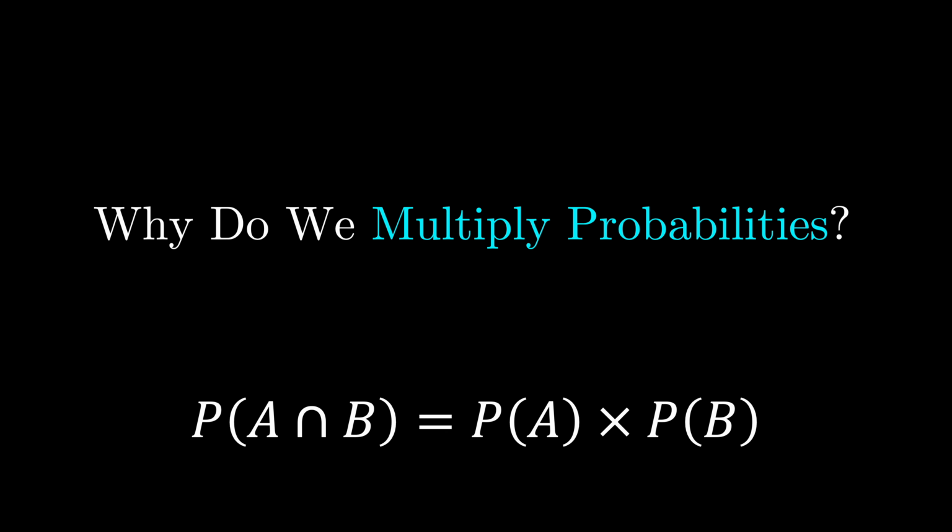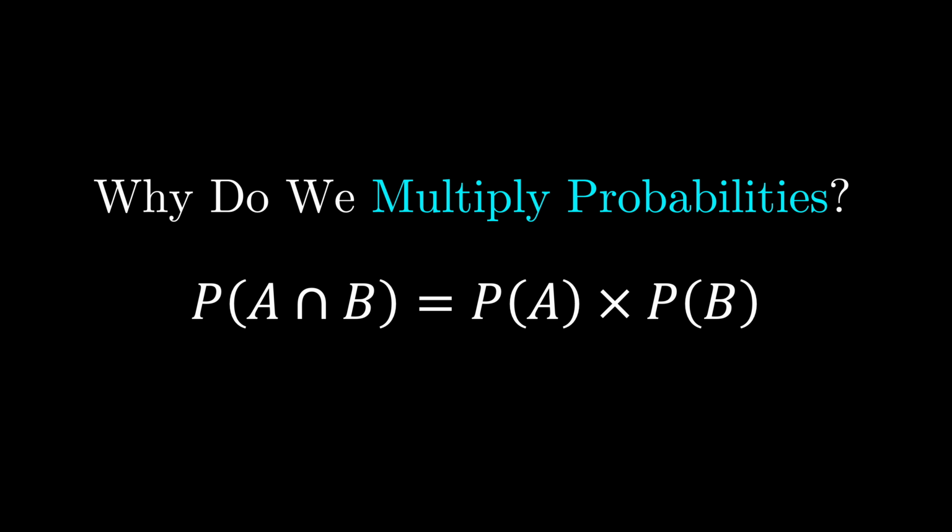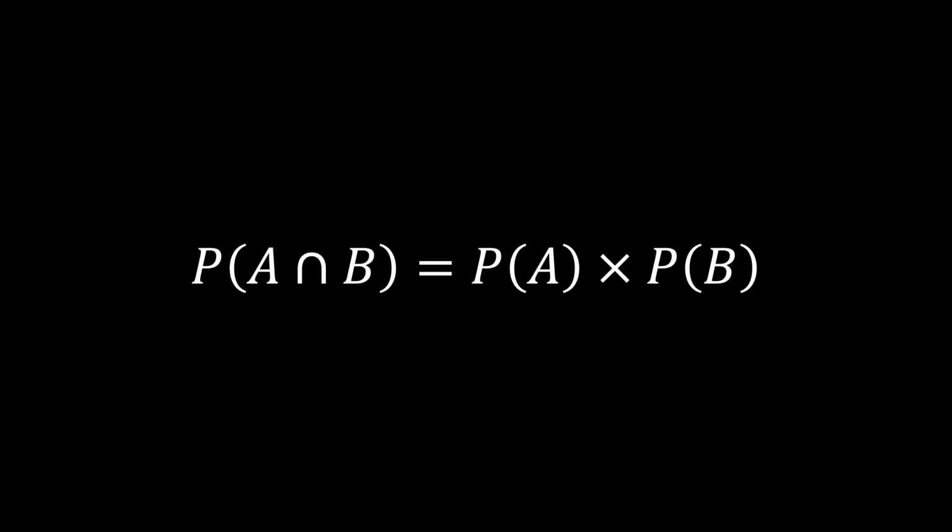Why do we multiply probabilities when we're trying to find the chance of two events happening one after another? It's tempting to just memorize the rule, but it's much clearer if we picture what's really happening. Think of probability as an area.